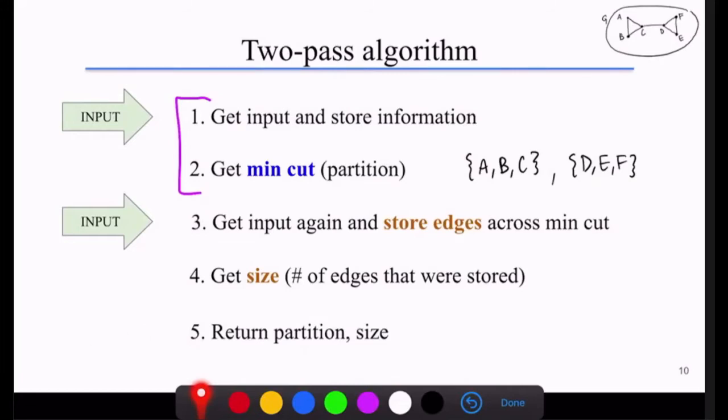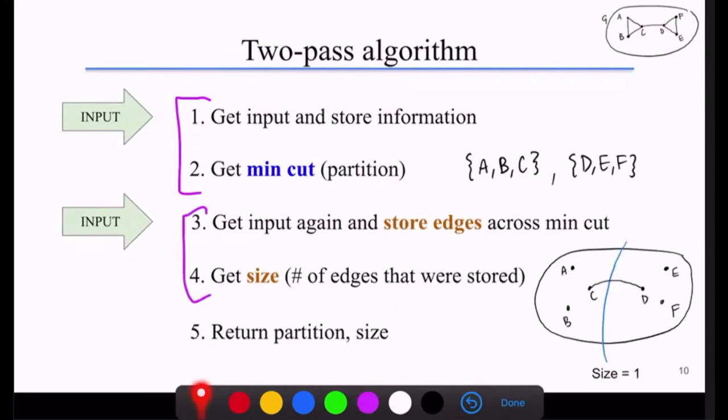So how exactly are we going to do this? All we need to do is take the partition, right? And as we're getting the stream, only store those edges that go across this min cut. So in this case, we're only storing edge CD, because that's the only edge that crosses the cut. And at the end of this pass, we'll be able to get the size of the min cut, and that fulfills all the criteria that we wanted to return, and so we're all good.